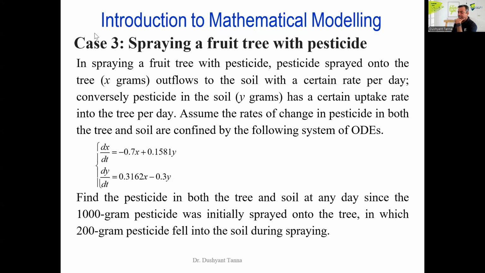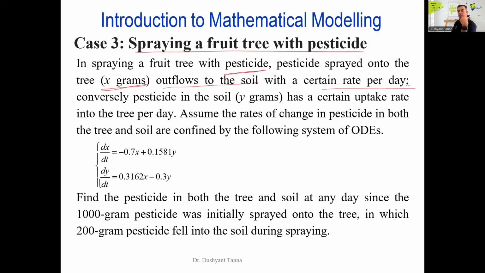Right. So in this case, we are talking about spraying a fruit tree with pesticides. In spraying a fruit tree with pesticides, we spray onto the tree. We call it X-gram. But as we know, not everything will be held over there, right? Some flows out to the soil at a certain rate per day.